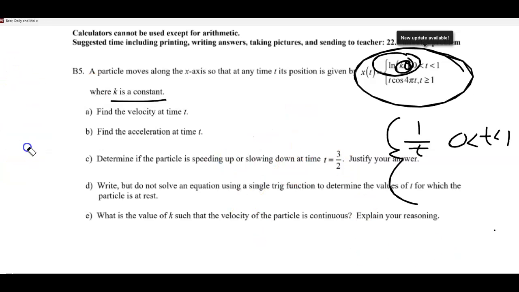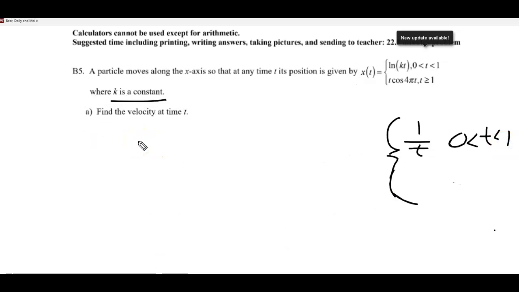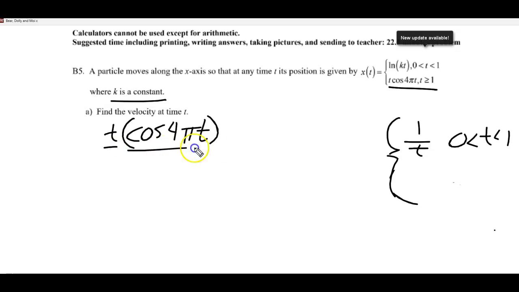Okay, let's talk about the derivative of the bottom part now. So the bottom part is going to be a chain rule and a product rule. We have two things that are being multiplied together. So we have t being multiplied by cosine of 4 pi t. And that's why we have the product rule. So we have this one and this one being multiplied together, right? But when we get to this one here, that's going to end up being a chain rule because we have an outside function, which is cosine, and an inside function, which is 4 pi t. Okay, so let's go ahead and do the product rule first here.